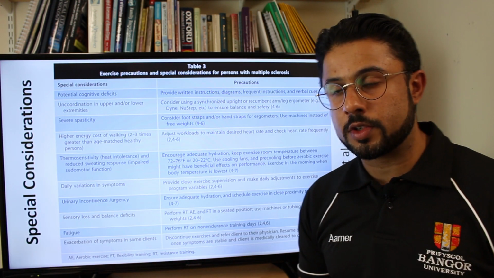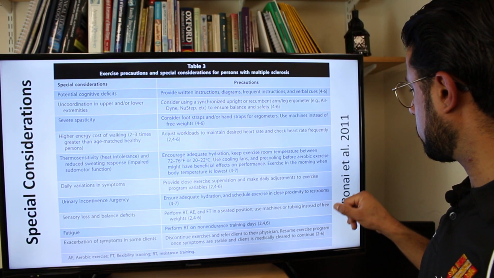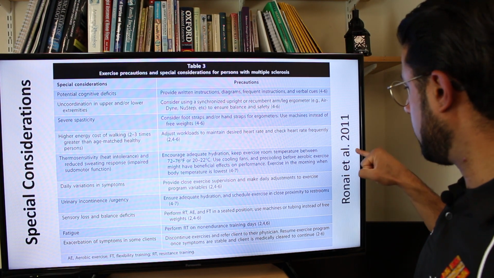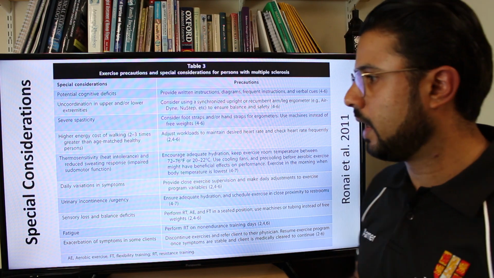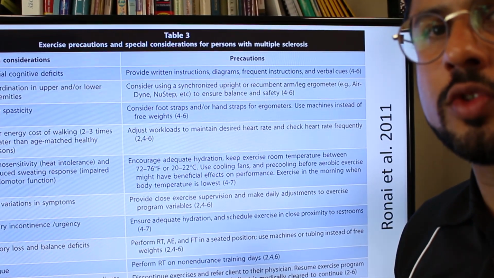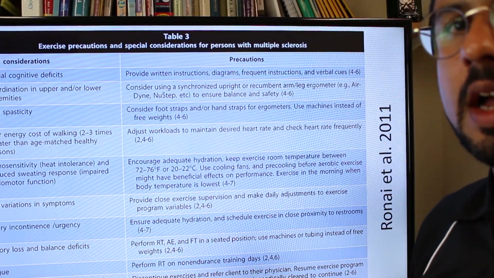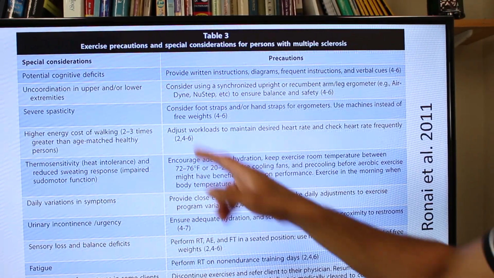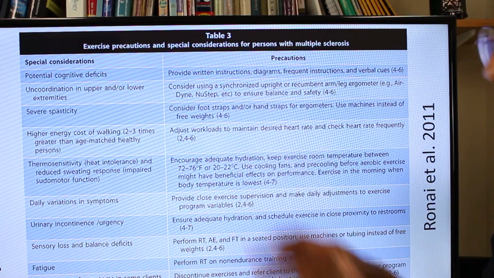Now, here are the special considerations. Again, this is evidence-based, from a very nice paper published in 2011 by Reingold et al. The link is in the description. I hope that you can read this, so we'll try and zoom in as best as we possibly can. What you can see at the top here is some things that you need to think about in your program.